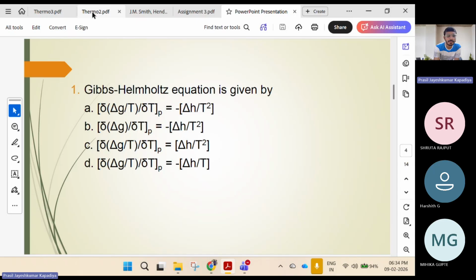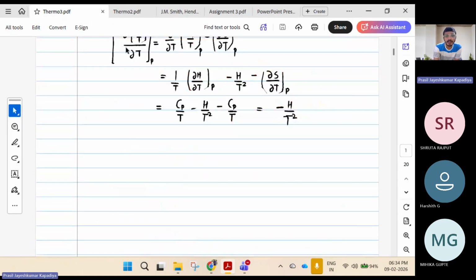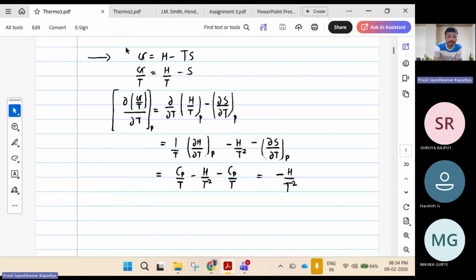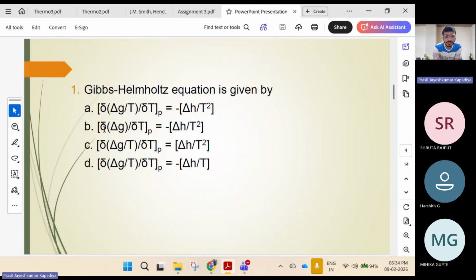It is minus delta H by T square. But what term was minus delta H by T square? It was this, d of G by T by del T. Not this, sorry. It was d of G by T. We derived the G by T expression with temperature. We differentiated the G by T term with respect to temperature, and we got that d of G by T by del T is equal to minus delta H by T square. So it should be option E.